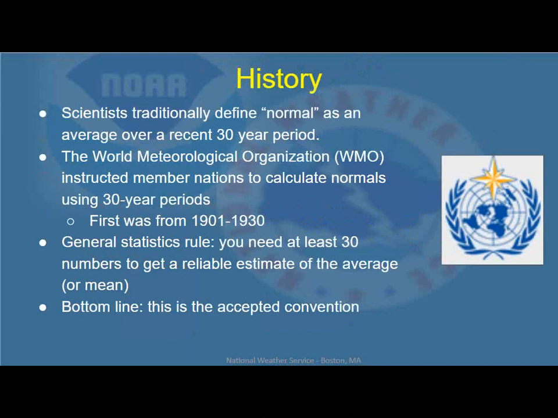But when you go into mathematics, a general statistics rule is you need at least 30 numbers to get a reliable estimate of the average, or another way to say it is also the mean. But really what it ultimately boils down to with why we do 30-year normals is it's the accepted convention. That's not to say that if you calculate it different ways that's incorrect, but it's just how we've always done it, and just to stay consistent as we go through time.